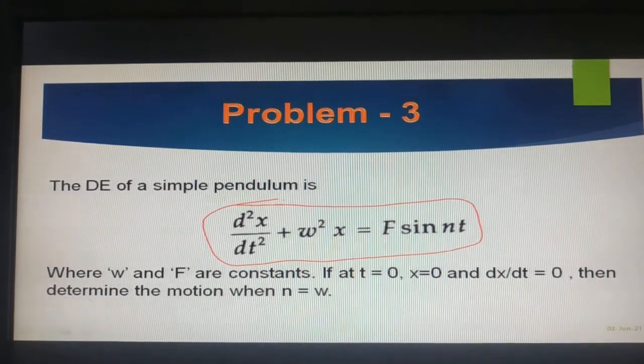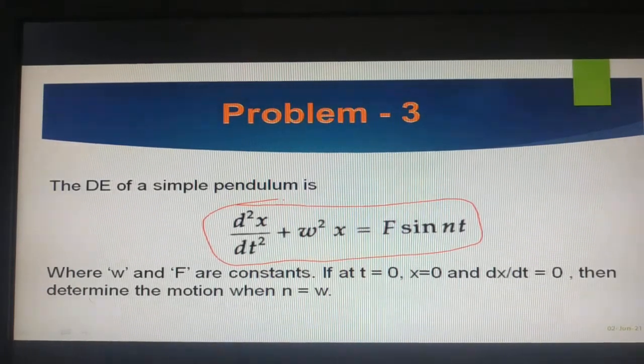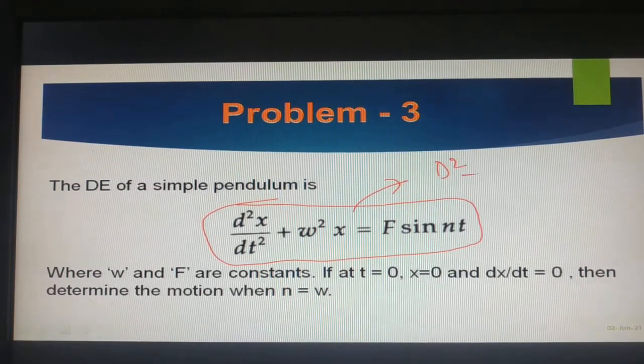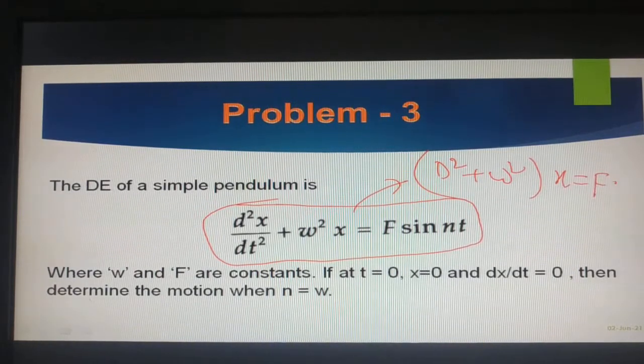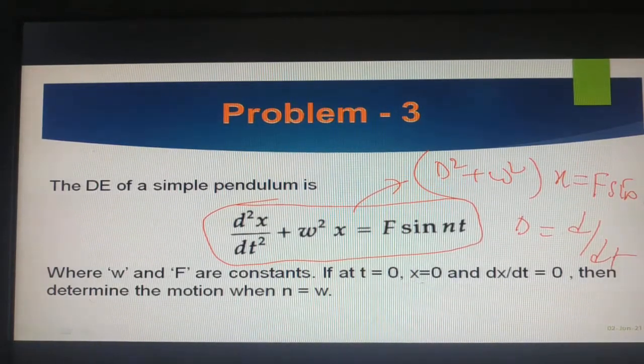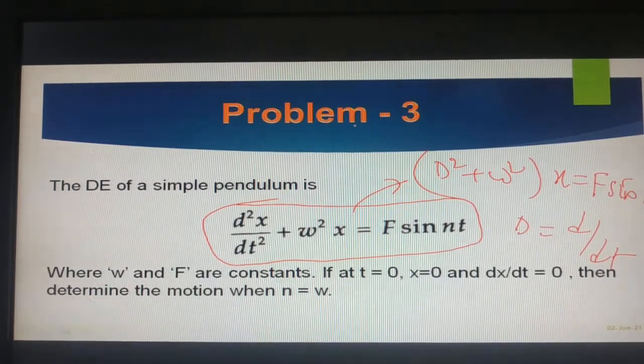It's very simple, only the variables will be changed. You have to be careful what is the dependent variable and what is the independent variable. Based on that, we are going to solve it. So it is very clear. This we can write as capital D square plus W square into X is equal to F sin NT. Here this D stands for d by dt, isn't it?